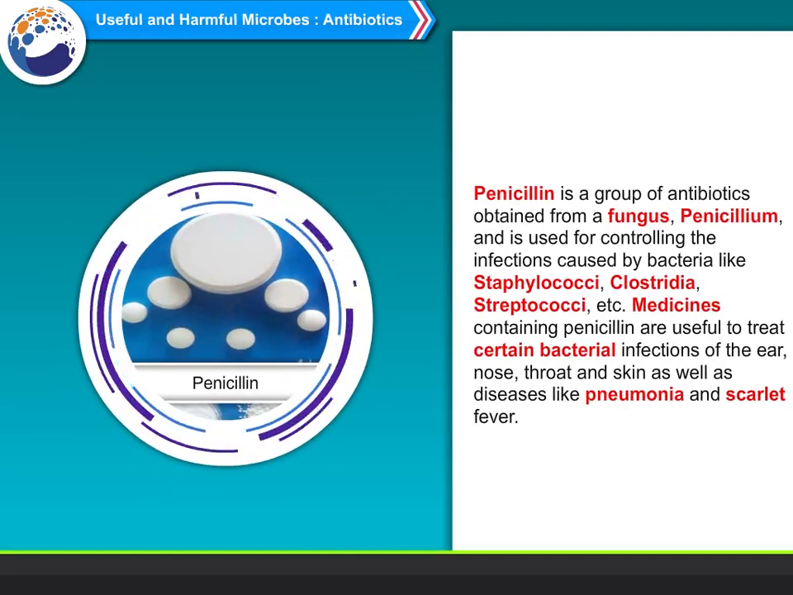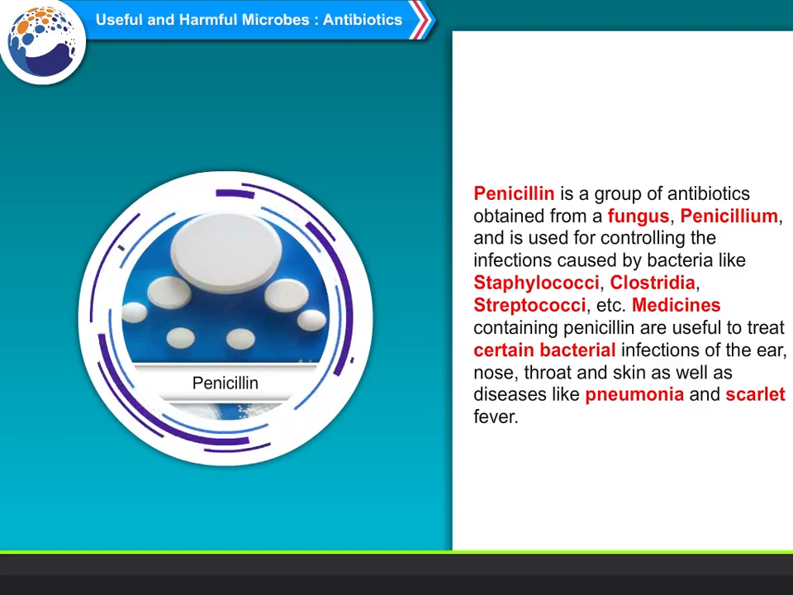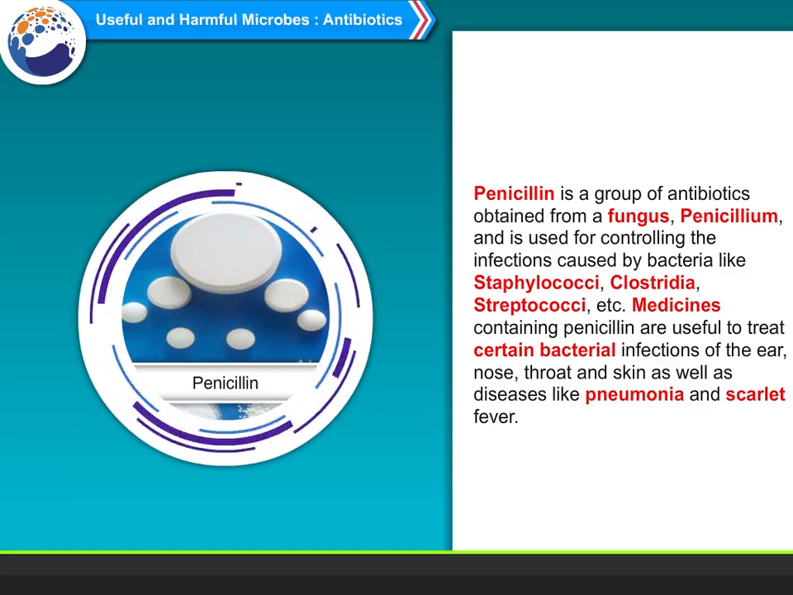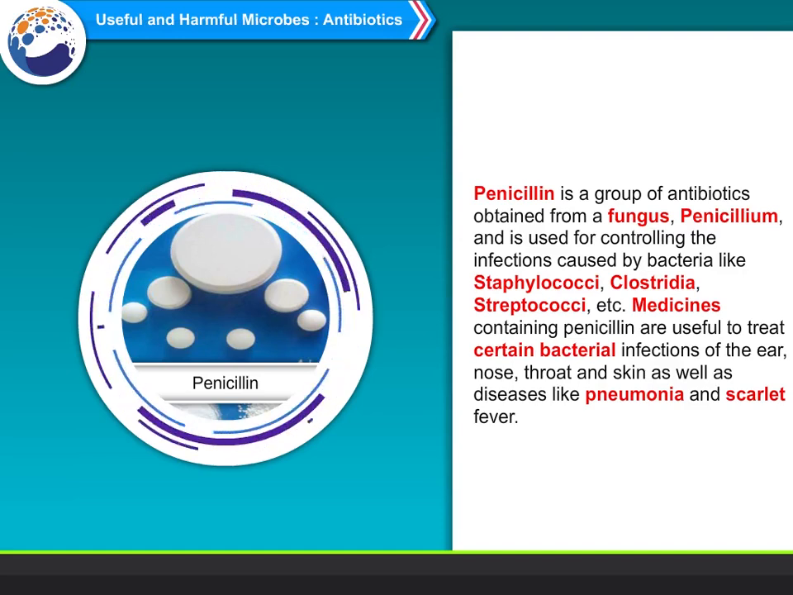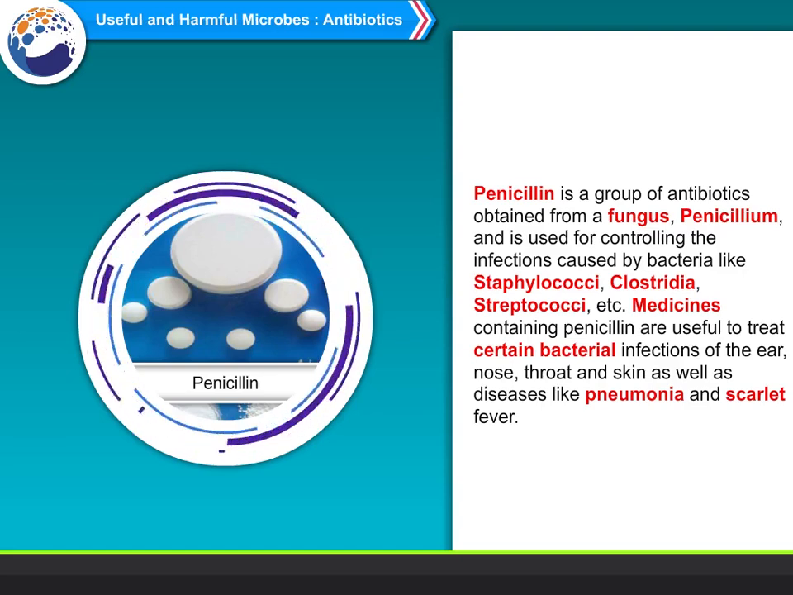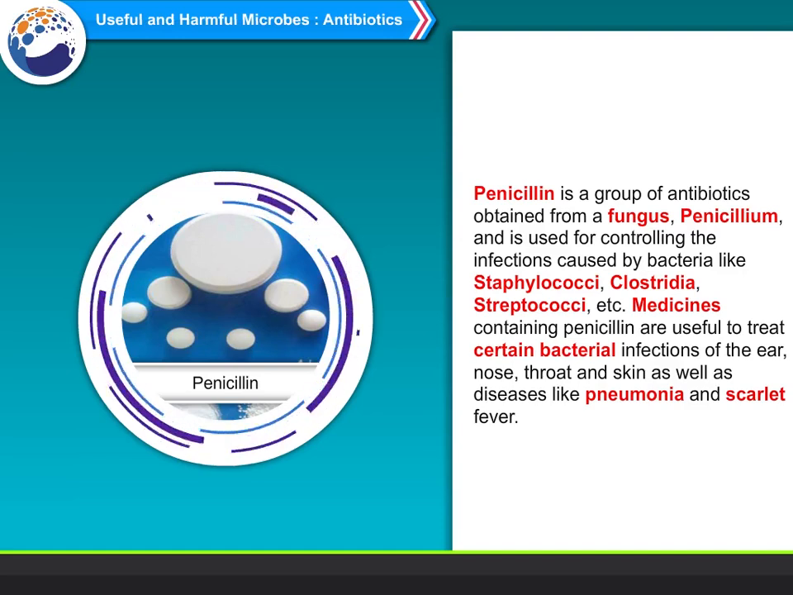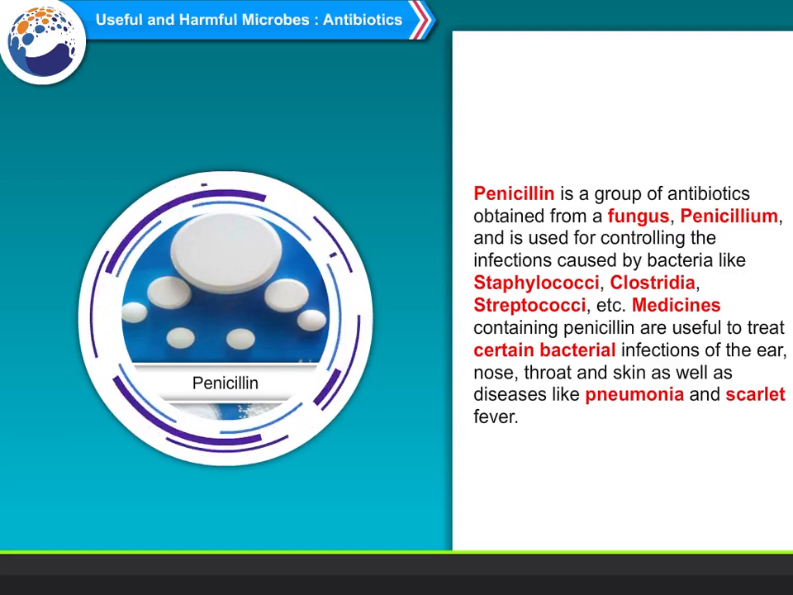Penicillin. Penicillin is a group of antibiotics obtained from a fungus, Penicillium, and is used for controlling the infections caused by bacteria like Staphylococcus, Clostridia, Streptococcus, etc. Medicines containing penicillin are useful to treat certain bacterial infections of the ear, nose, throat, and skin, as well as diseases like pneumonia and scarlet fever.